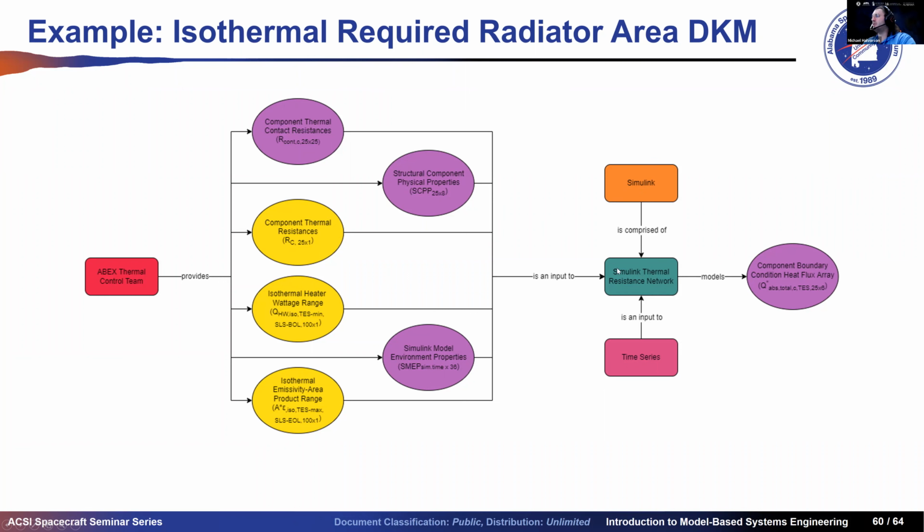They all go into this thermal resistive network, and it models this component boundary condition heat flux array, which probably shouldn't be called an array because it's a matrix. But I think it's an array per thermal environment state. That's what's happening. So this is the representation of not a calculation domain knowledge map, but a modeling environment.